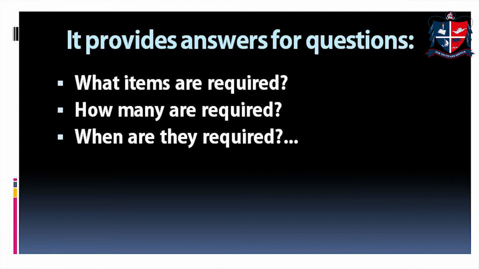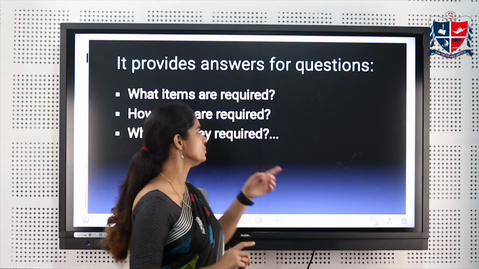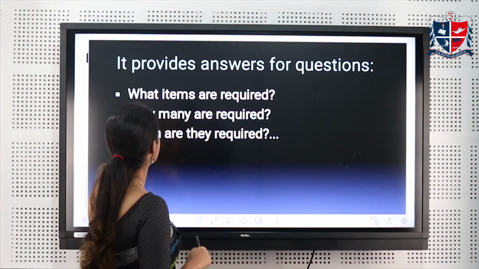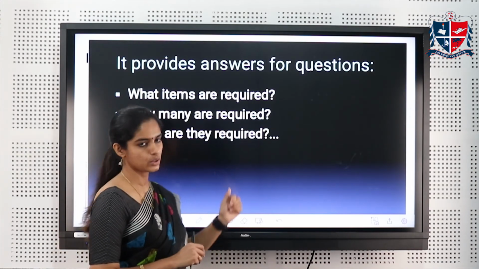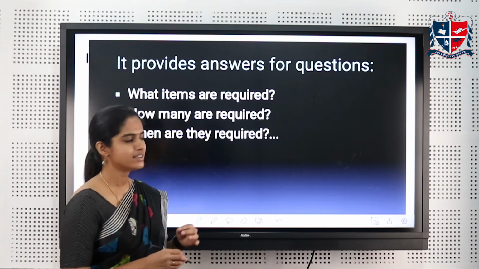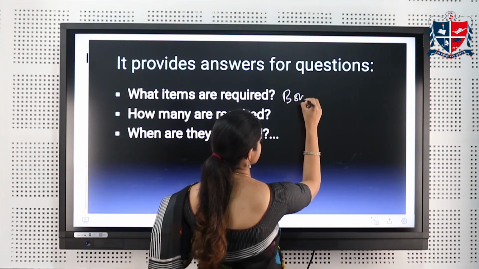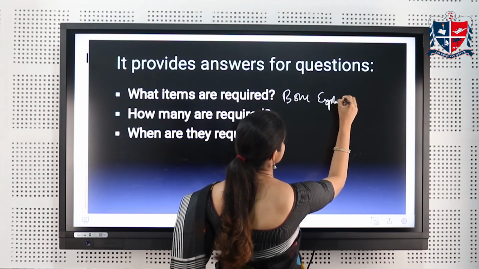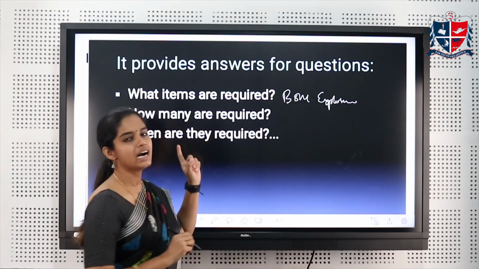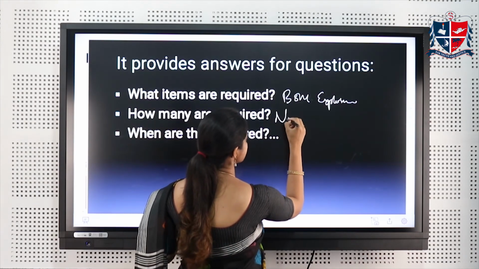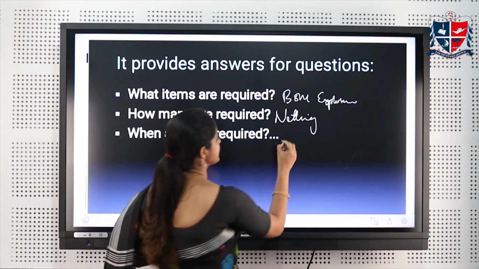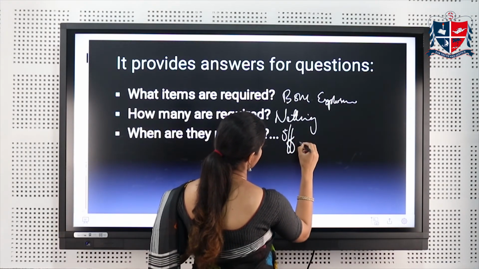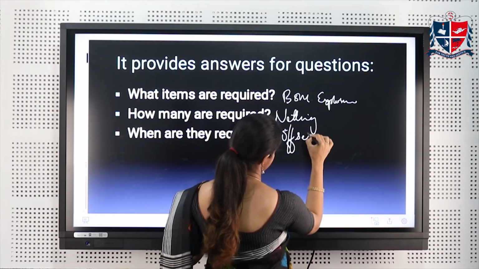So this is the simple concept of MRP. That is, we have 3 inputs and 3 processes which will give you 3 outputs. That is, what items are required, how many are required, and when are they required. What items are required is given by the process called BOM explosion. How many are required is given by the process called netting. And when they are required, that is, at what stage you require everything, is given by the process called offsetting.